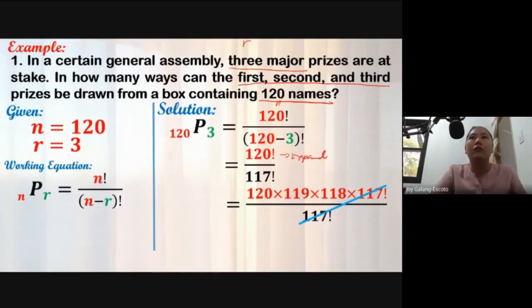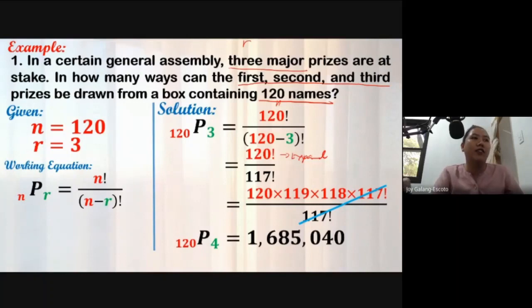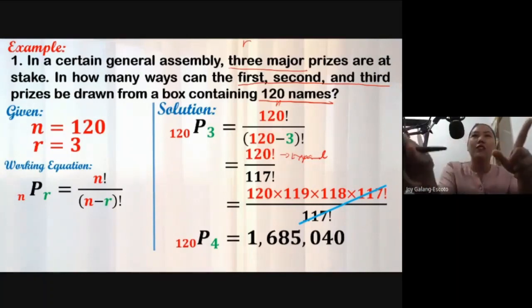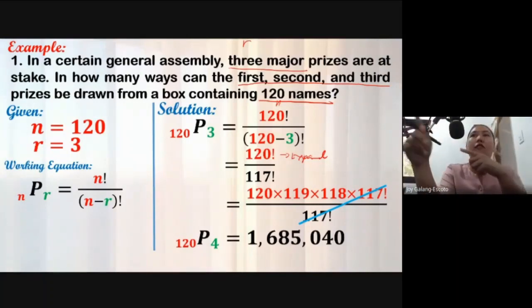Okay, and with that, we now have 120 times 119 times 118. Okay, so in how many ways can the first, second, and third prizes be drawn from a box containing 120 names? We have 1,685,040.